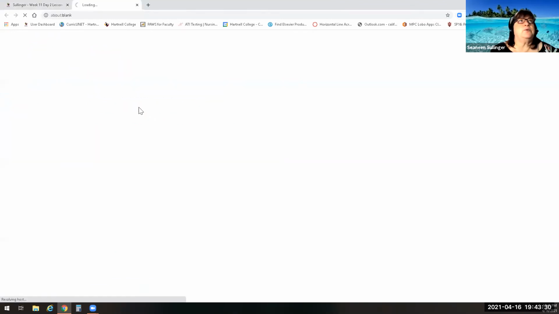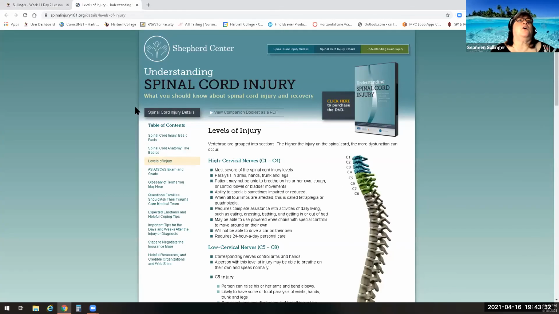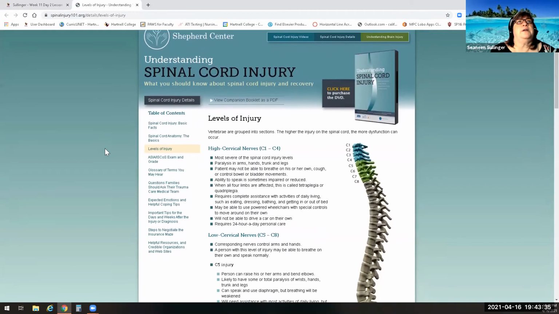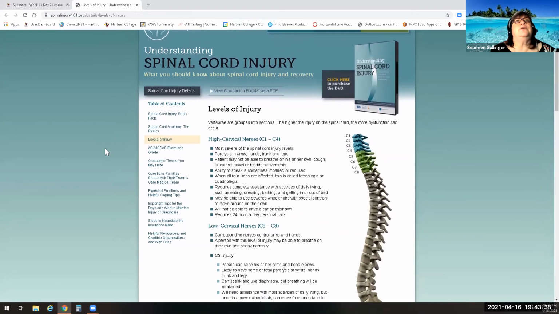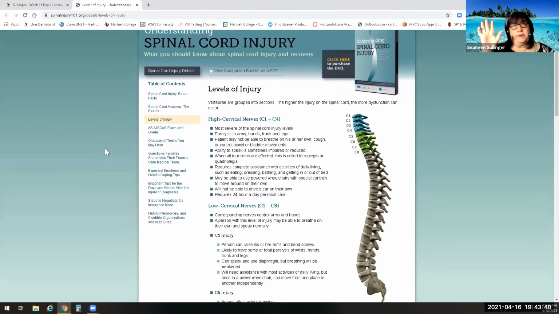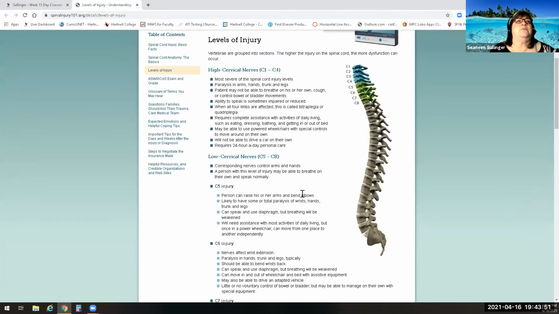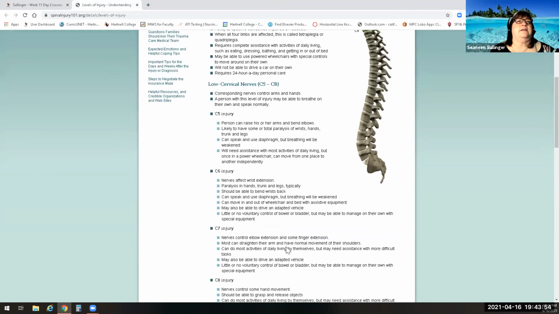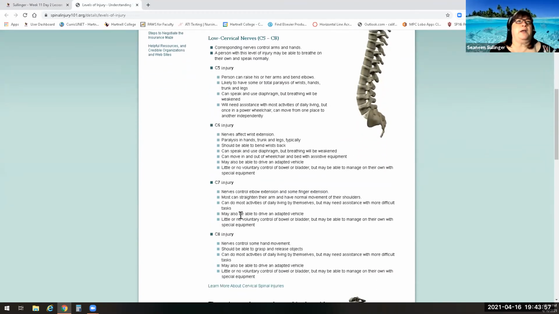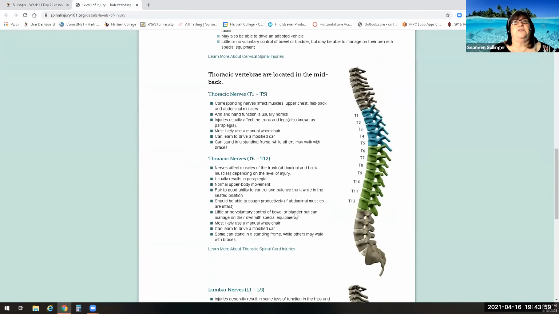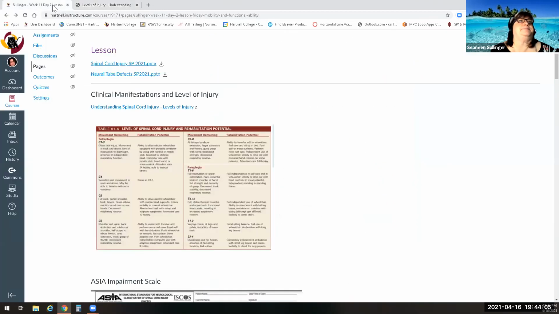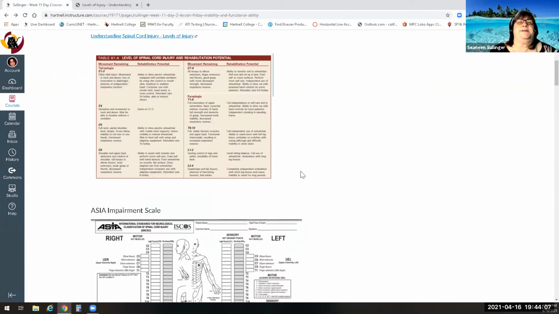This particular link will take you to this article from the Shepherd Center, understanding different levels of injury, what you should know about spinal cord injury and recovery. I'm not plugging any specific thing. I just really like the pictures and the way they described it. So it will actually take you through the C-spine and the nerves and where all the levels are, what you can and can't do. Here's a C7. So that might come in handy for your case study. And then it just takes you right on down through the spine, which I liked. So you have that as a resource.